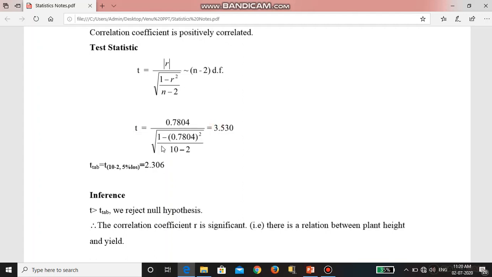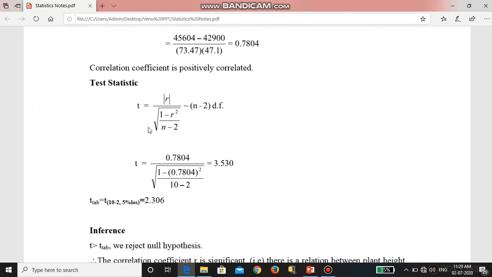Next we find the t table value. We find the t table value using the degrees of freedom, which is n minus 2 here, at the level of significance alpha 5% and 8 degrees of freedom. The t table value is 2.306.